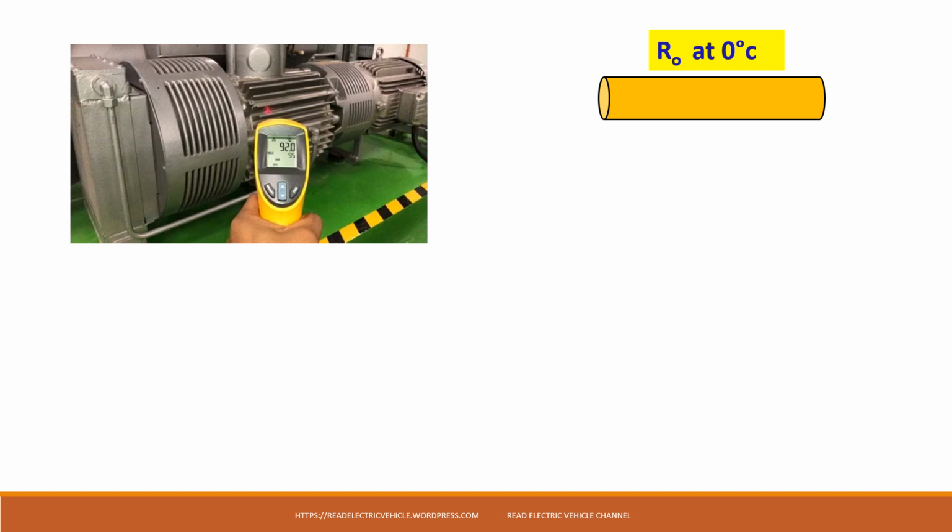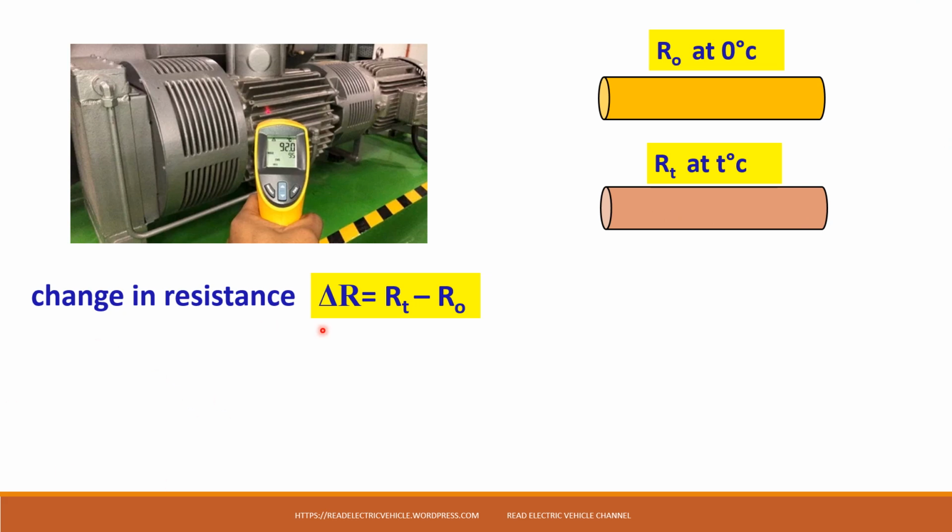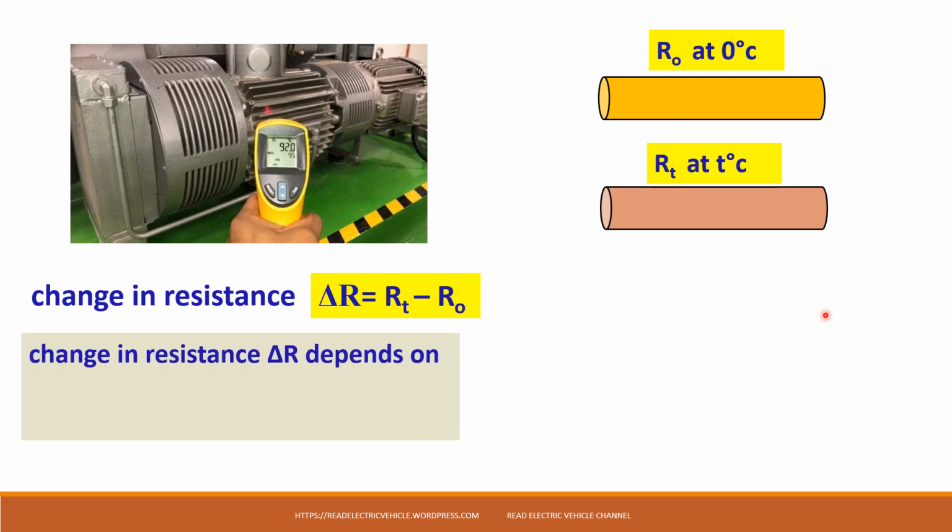Now let us take a copper strip whose resistance at 0 degree is R0, and suppose let us take this machine. It is running for some time, so its temperature increases to T degree, and at that time its resistance is RT. Okay, so what is the change in resistance? RT minus R0, because this is the final resistance, this is the initial resistance. So this change in resistance del R depends upon what is the initial resistance and what is the change in temperature.